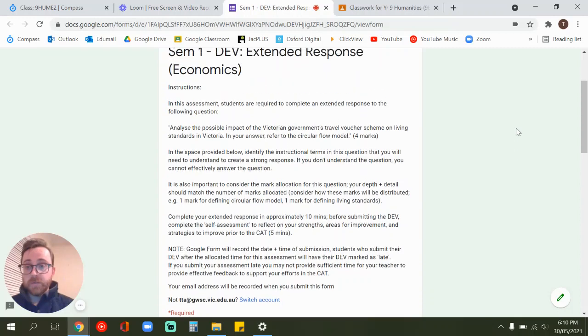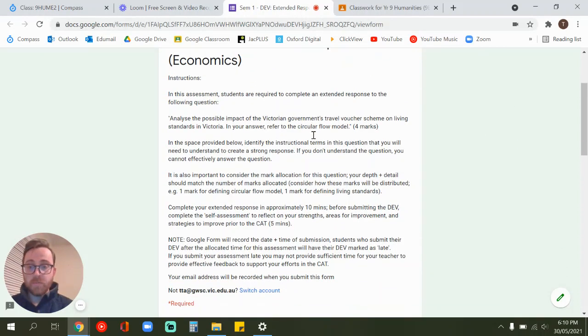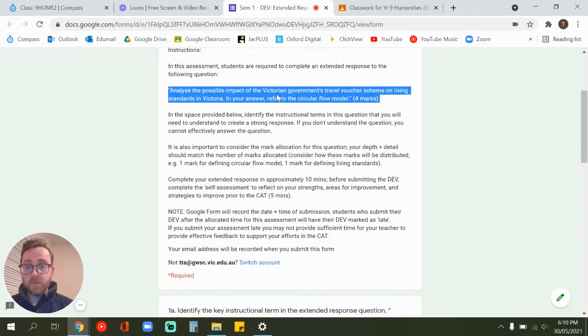So the instructions for the dev are listed here. In this assessment, students are required to complete an extended response. And this is the following question. This is the question for your extended response. Analyze the possible impact of the Victorian government's travel voucher scheme on living standards in Victoria. In your answer, refer to the circular flow model. And that question is worth 4 marks.